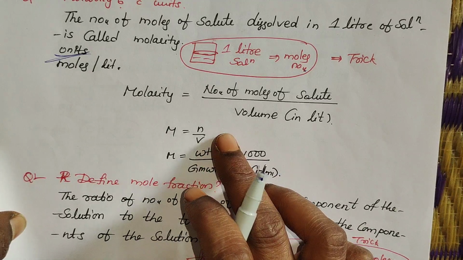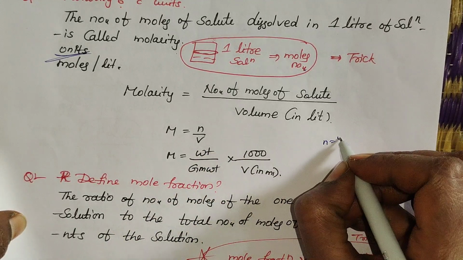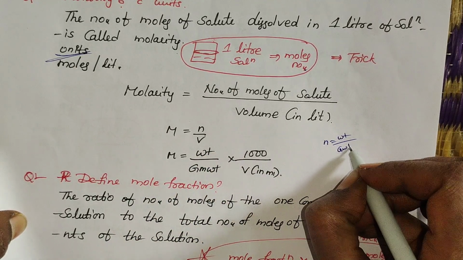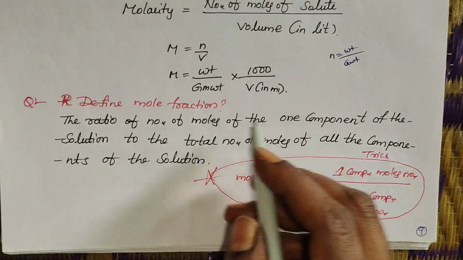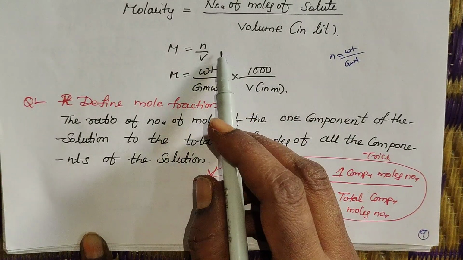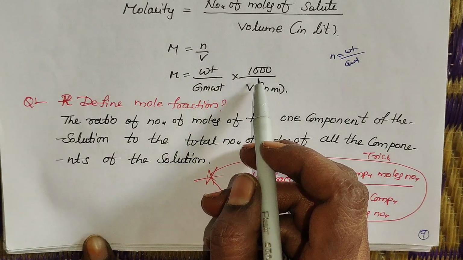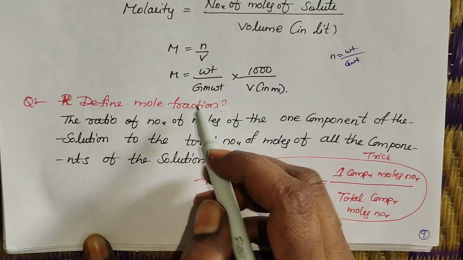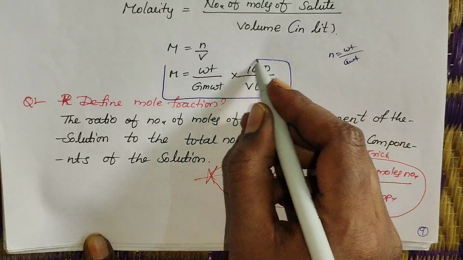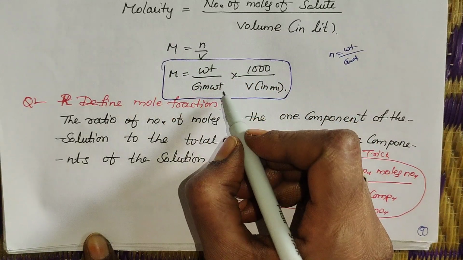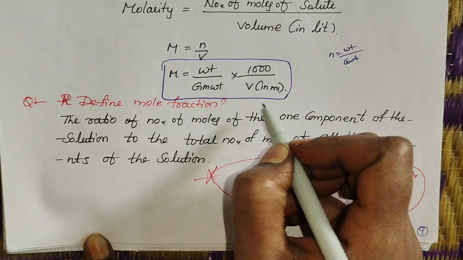The moles number N equals weight by gram molecular weight, right? So in the place of N I write weight by gram molecular weight, into 1000 by V. This is the molarity formula. Once again check beta: molarity equals weight by gram molecular weight into 1000 by V in ml.